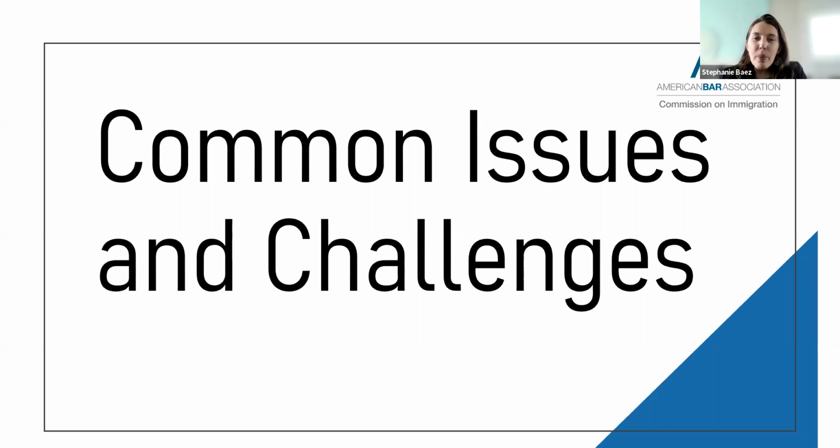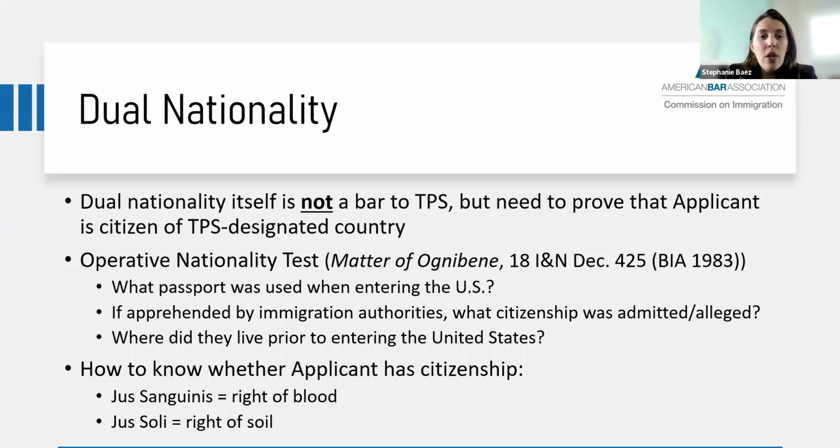All right, now we're going to jump into some common issues and challenges that we see with TPS. And again, a lot of these are specific to the Haitian context is what I'm going to be talking about today, but they can apply to people from all different countries. So one issue that we commonly see is dual nationality. Dual nationality is where someone has citizenship in more than one country.